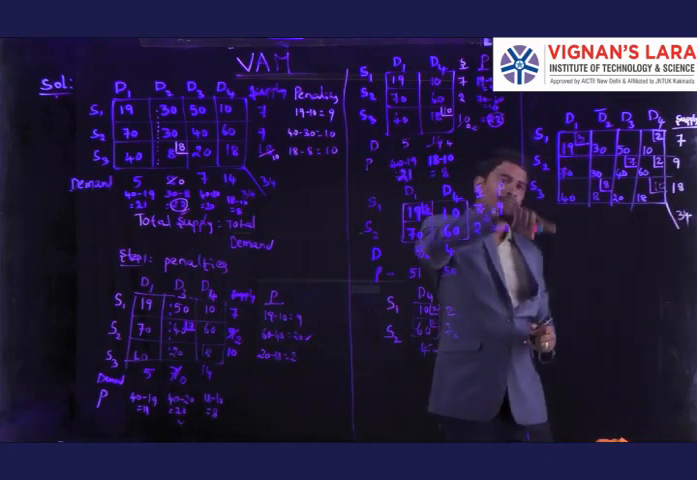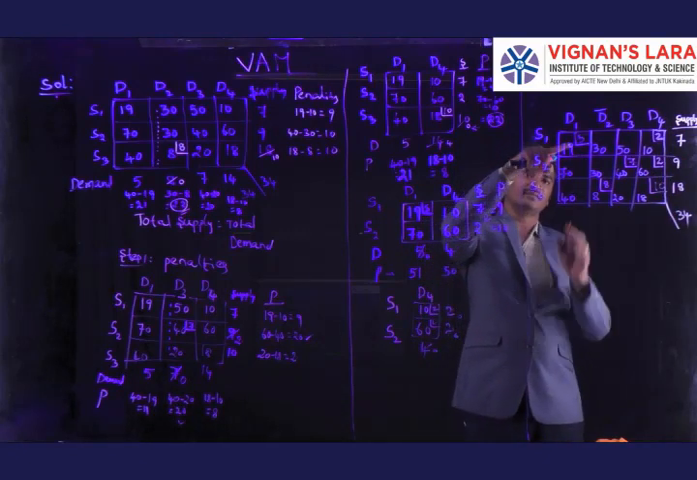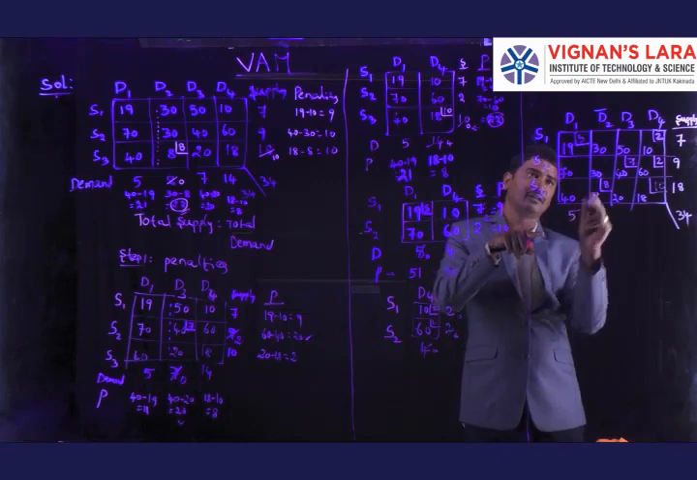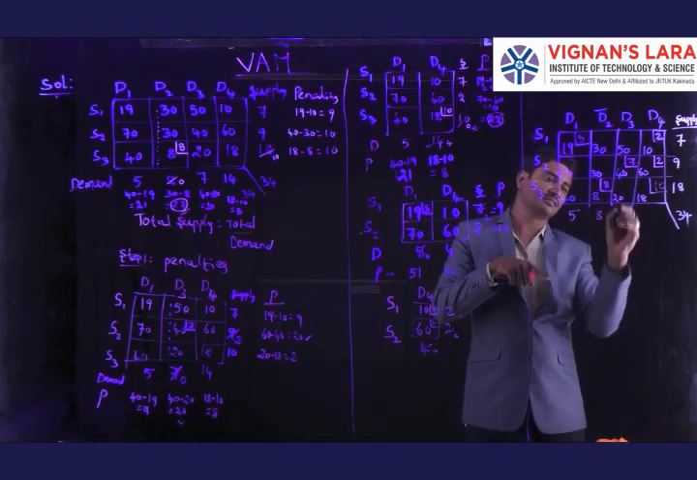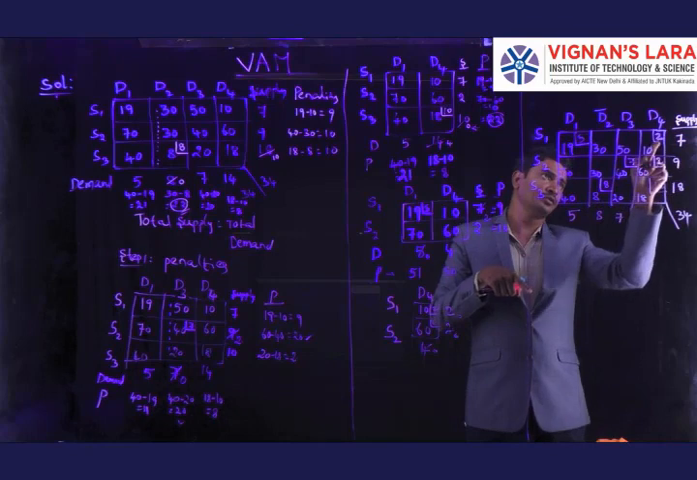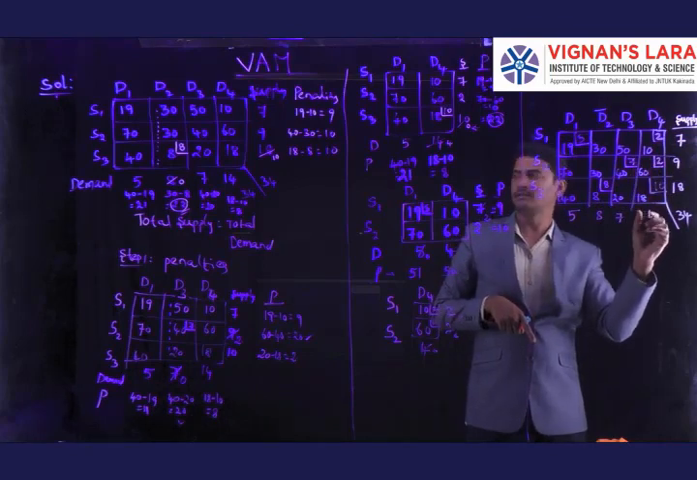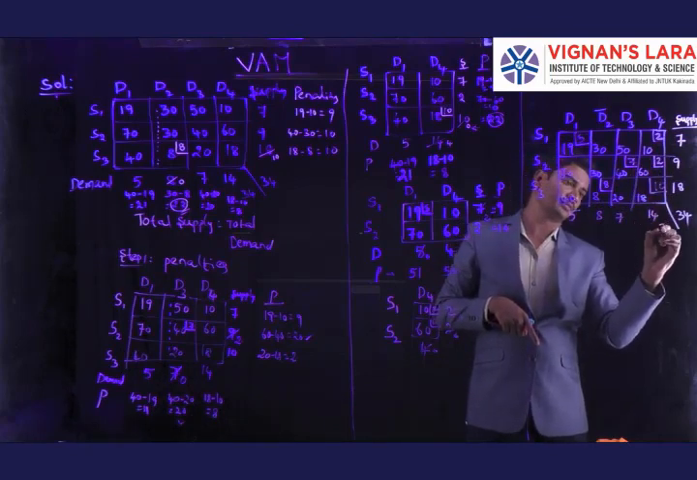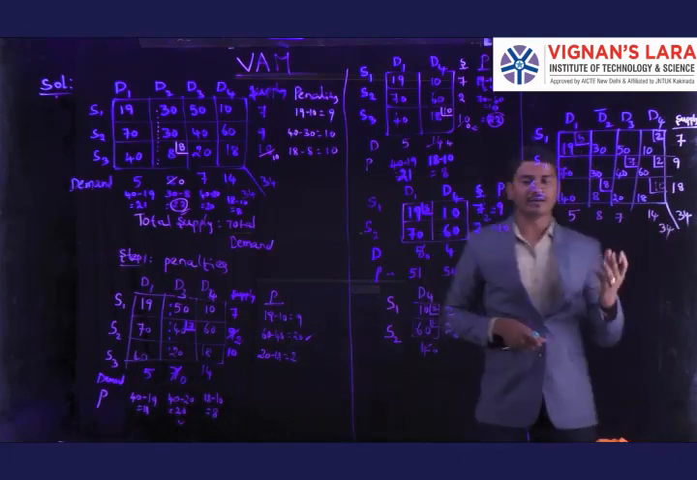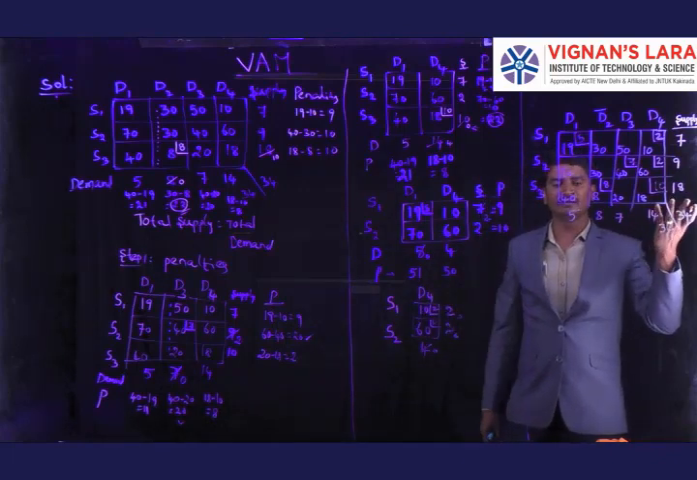Again coming to the column demands. Here 5 units of demand is there. Here 8 units. Here 7 units. Here 10 plus 2, 14 units of demand is there. Total 34. After allocations, the total supply and demand are satisfied.